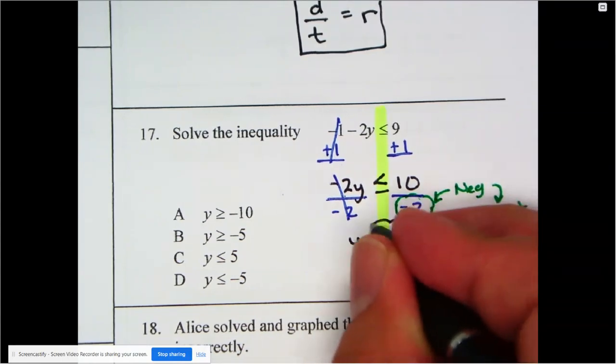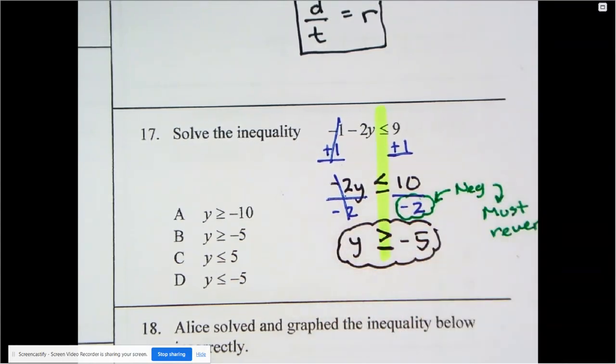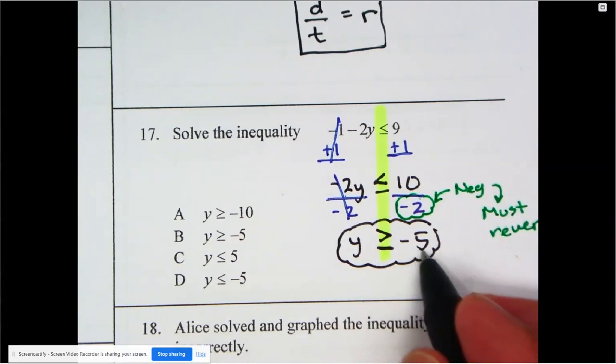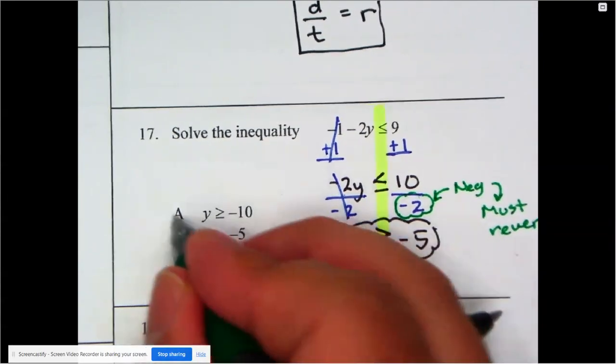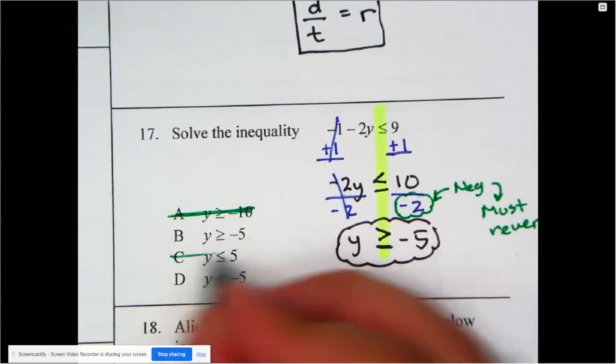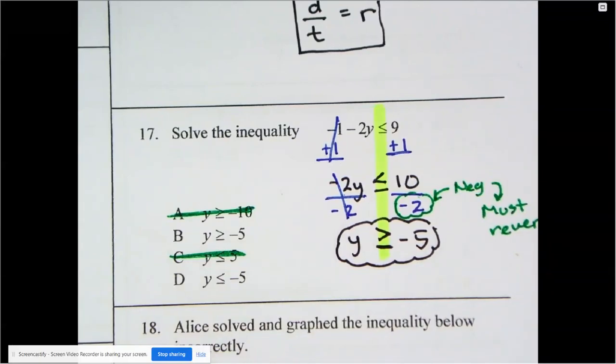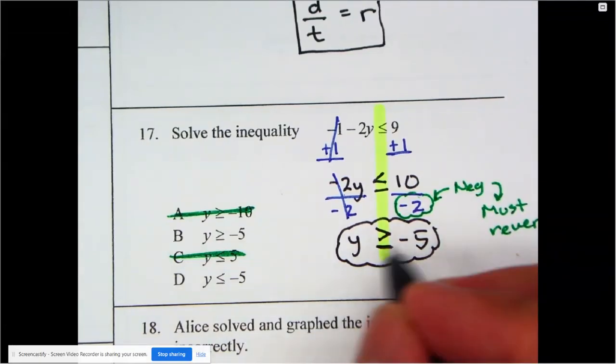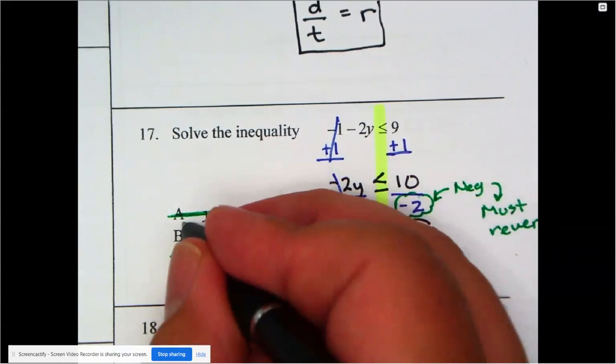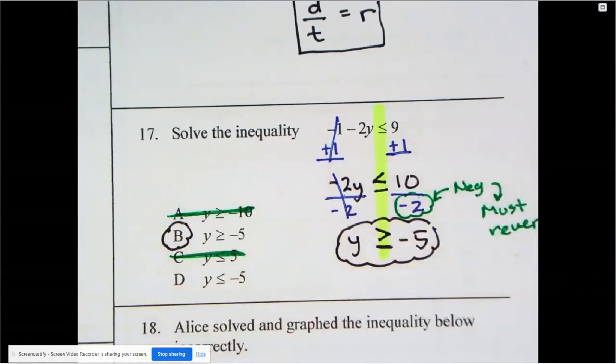So this is what I am very carefully going to look for. First of all, it has to have a -5. This doesn't have a -5. This one doesn't either. Learn to just cross things out. So now looking at it carefully, we see that B is the answer because it says y is greater than or equal to that -5.